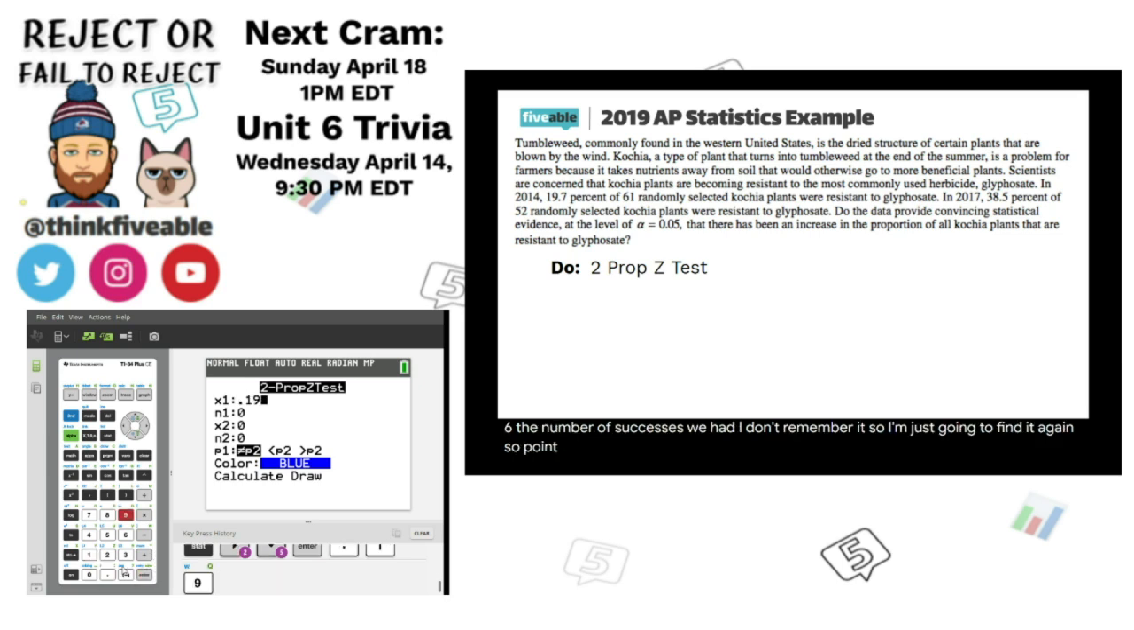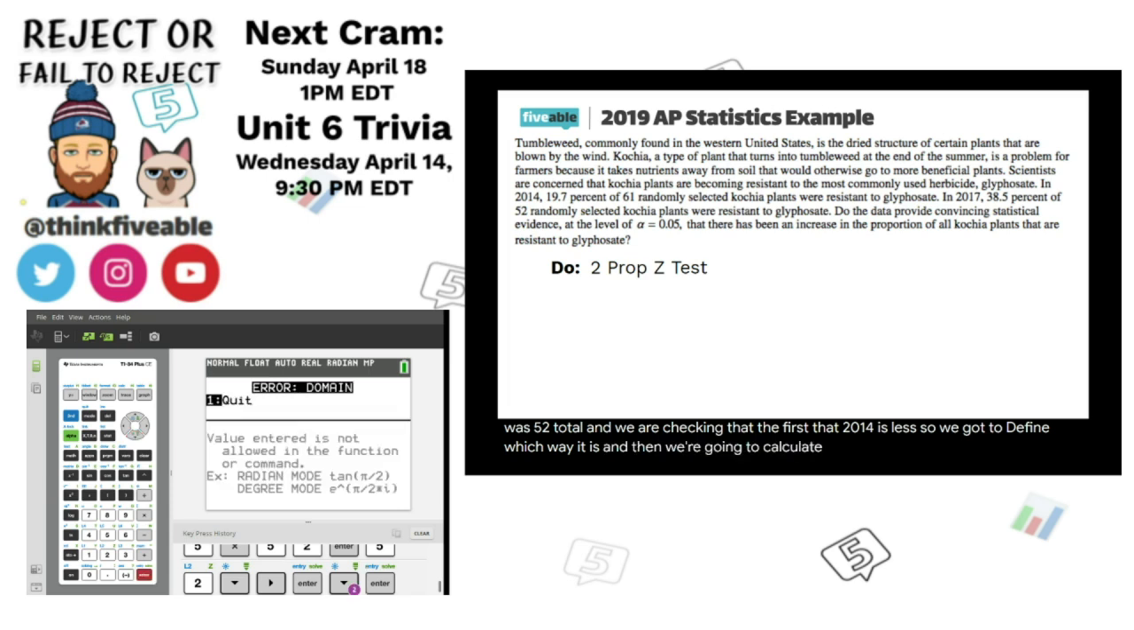So 0.197 times, that was 61 on that one. 0.385 times 52, and that was 52 total. And we are checking that the 2014 is less, so we got to define which way it is. And then we're going to calculate.